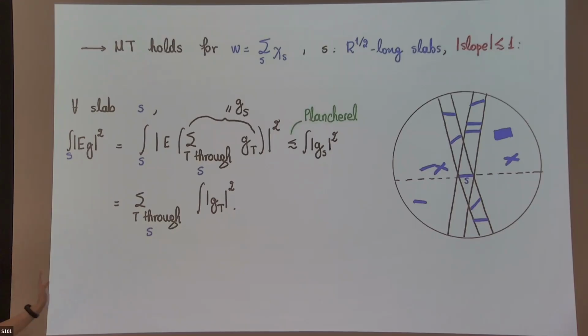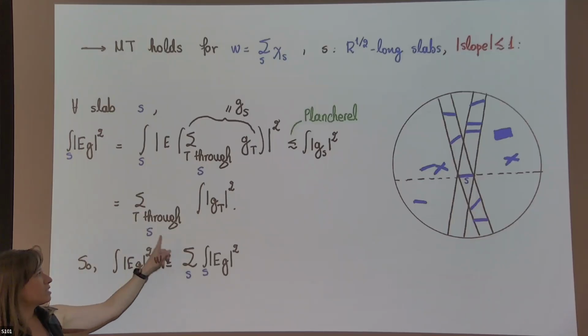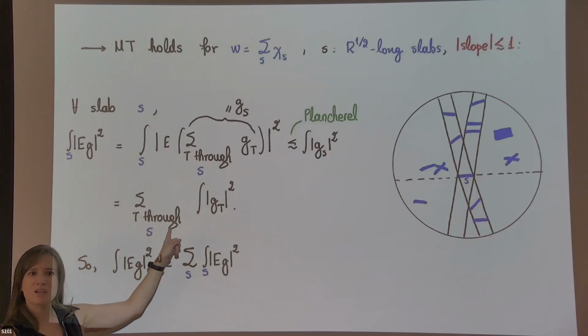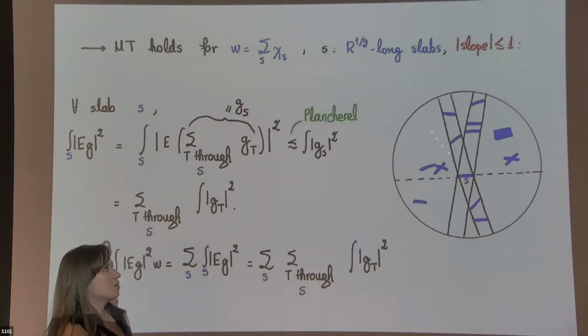Okay, and then I just add up over the slabs in the picture, to get my left-hand side. For every single slab, the integral is this thing, so I just write that out. For every single slab, I'm looking at all the tubes through the slab, and I'm adding the contribution of each one.